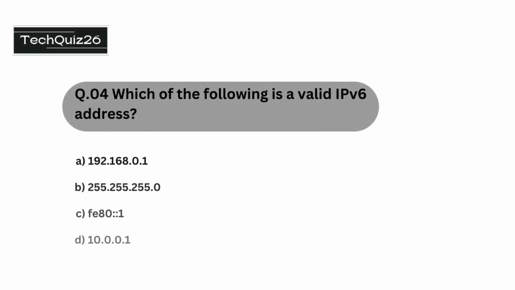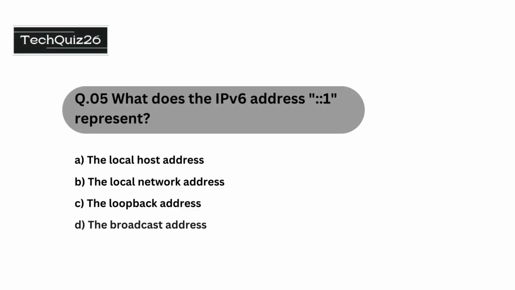Question number 4 is, which of the following is a valid IPv6 address? The options are 192.168.0.1, 255.255.255.0, FE80::1, 10.0.0.1. The correct option is FE80::1.